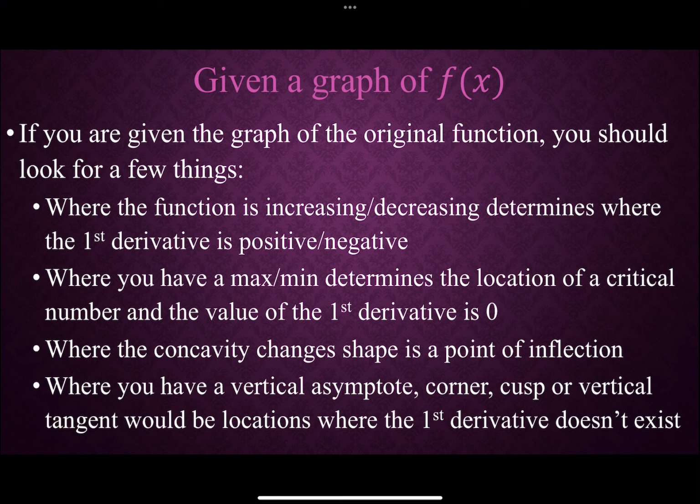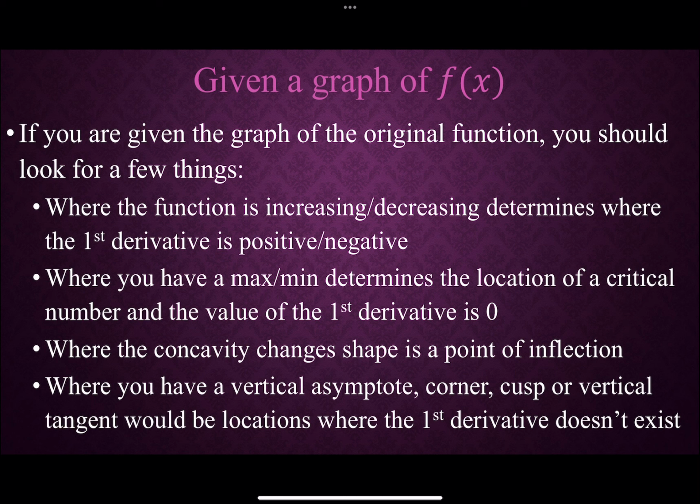the second derivative? If you are given the original function, here's a couple things you should look out for. And this is obviously not a complete list. These are some of the main things you should look for. If you're given the graph of the original function, identify where the original function is increasing and decreasing, because that'll determine where the first derivative is positive and negative. So where the original function is increasing, the first derivative is positive there, or decreasing, it's negative. Minimums and maximums in the graph of the original function correspond to critical numbers, and that's where the first derivative is equal to 0.